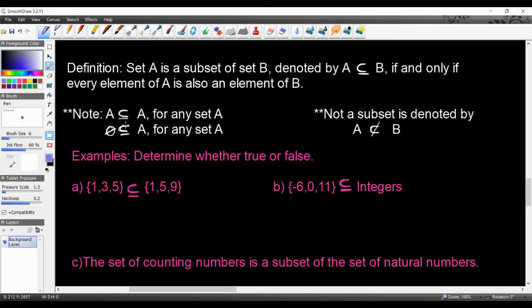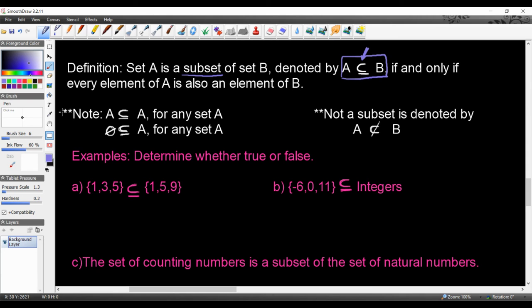So we talked about complements. We're going to talk about something called a subset, okay? Set A is a subset of set B, denoted by A subset of B. So this is the notation for subset. Pretty much that weird looking C thing right there, C with the line. If and only if every element of A is also an element of B. Okay. So in other words, if all the objects that are in A are also in B, then A is going to be a subset of B.